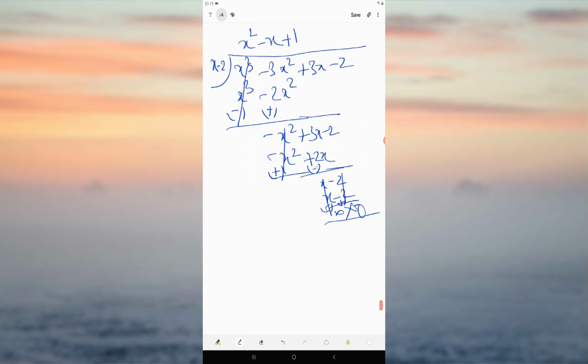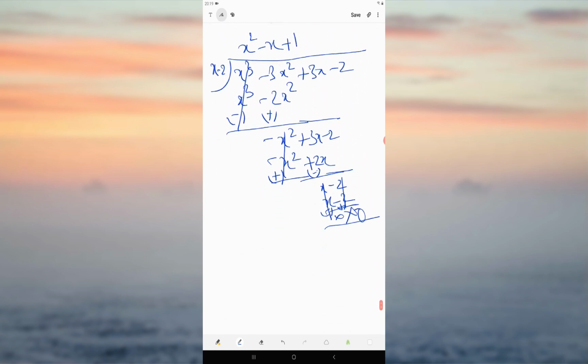Correct? So after division, what did we get? x square minus x plus 1. So g(x) will be equal to x square minus... after division, whatever quotient we get, that will be the divisor as per the thing. So x square minus x plus 1. This will be our g(x).